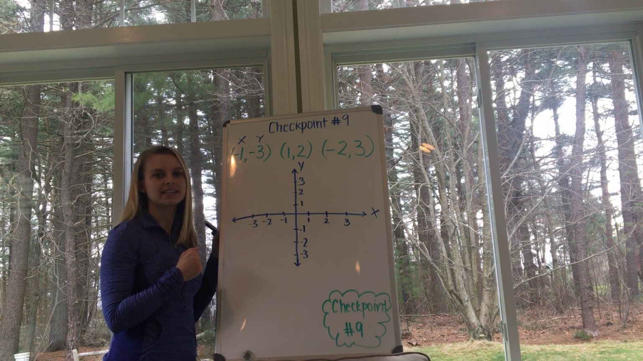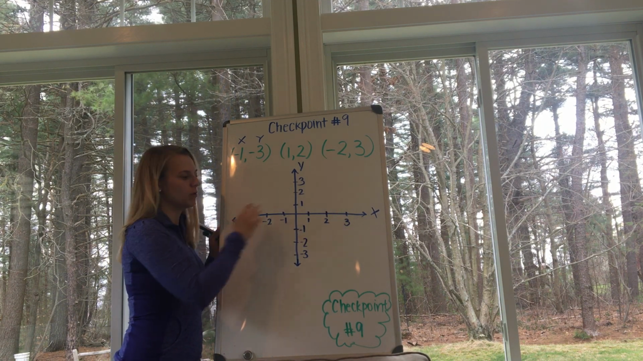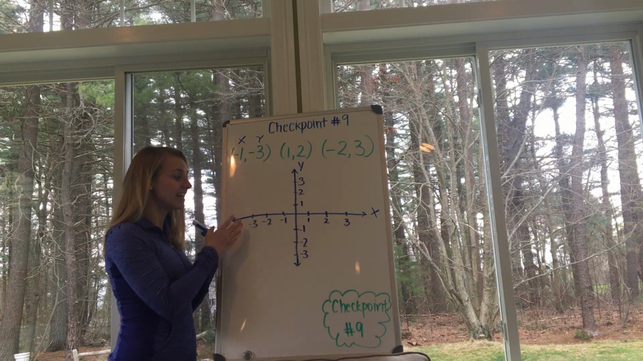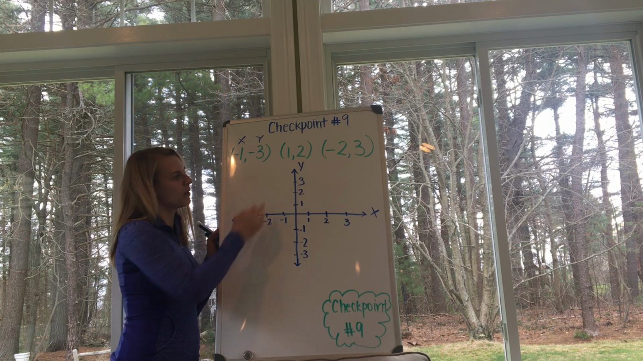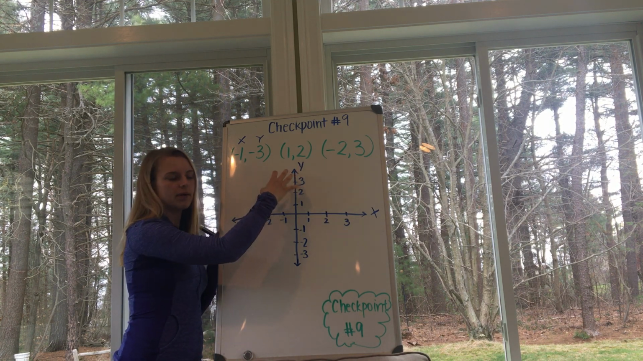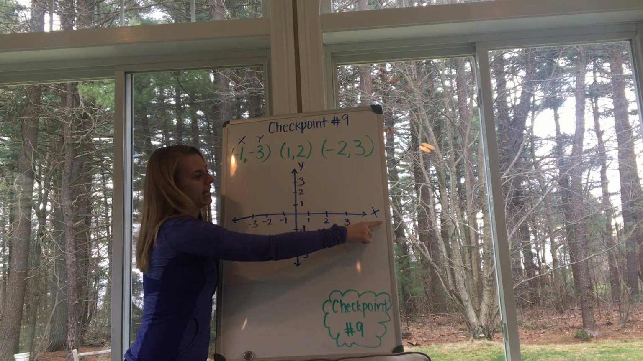We have 2 axes. We have the x-axis, which looks like a number line. We have the positive numbers on the right and negative numbers on the left. And then we have the y-axis that goes up and down. We have the positive numbers on top and the negative numbers on the bottom. And they're labeled right here, y and x.